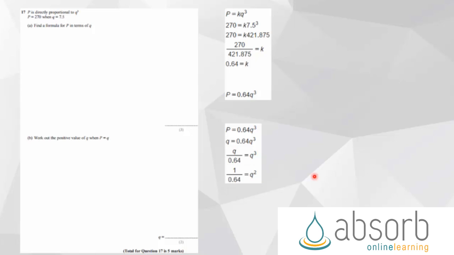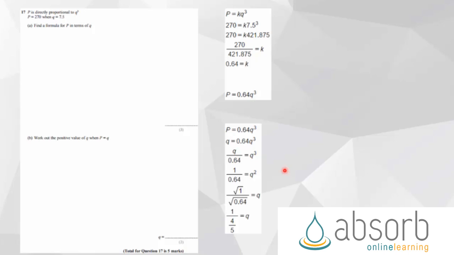We can divide both sides by Q to get Q over Q giving us 1 and Q cubed over Q giving us Q squared. Then we can take the square root of both sides and we find that we get the square root of 1 over the square root of 0.64. The square root of 1 is just 1, and the square root of 0.64 turns out to be 4/5.